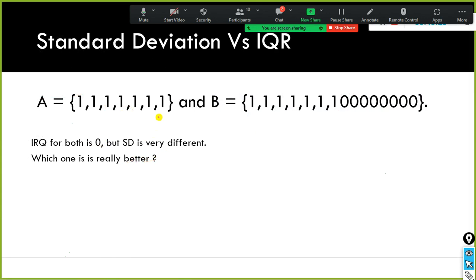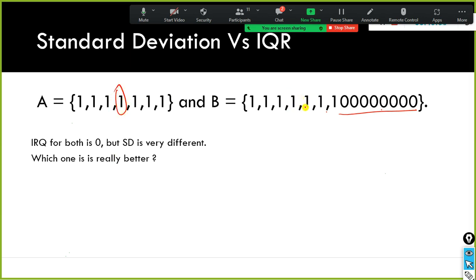Look at these two values. Variable A has this and variable B has this. Here we have an outlier. So this is an outlier. What is the difference between IQR and standard deviation? What is the IQR for both? All of you, please type it in the chat window. What is the median value? Very easily you can find it. This is the median value.